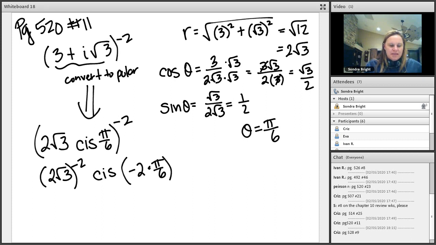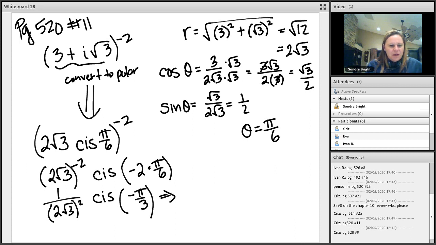All right, so what does that mean? That means this is 1 over 2 rad 3 squared, and then cis negative pi over 3. Gotta go this way. Which is 1 over 2 squared would be 4, rad 3 squared would be 3, and then cis negative pi over 3. Did they change it to a positive angle? Oh, they wanted it in rectangular form, so it doesn't matter.